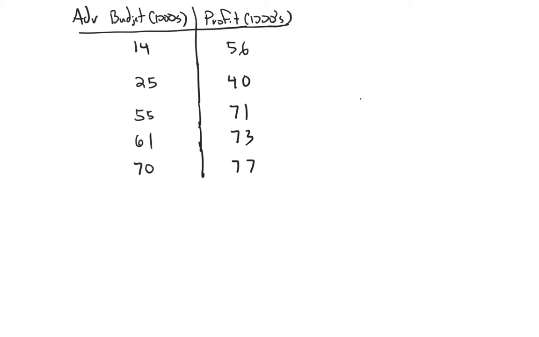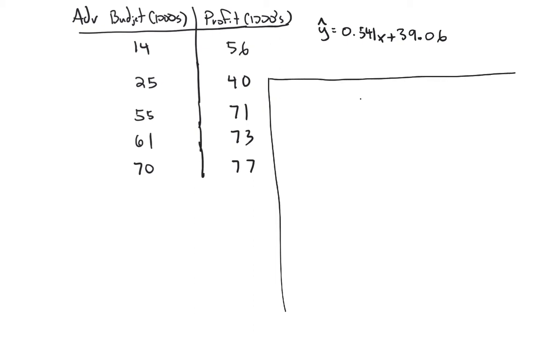Okay, now that we're back, I calculated an equation of y hat equals 0.541x plus 39.06. So that's our regression equation. And now to calculate r and r squared, maybe let's build a little bit of a table here. So I'll write it a little encapsulated.